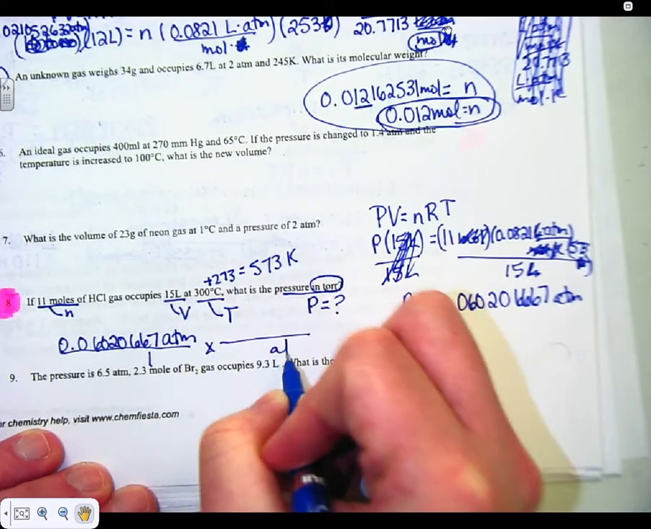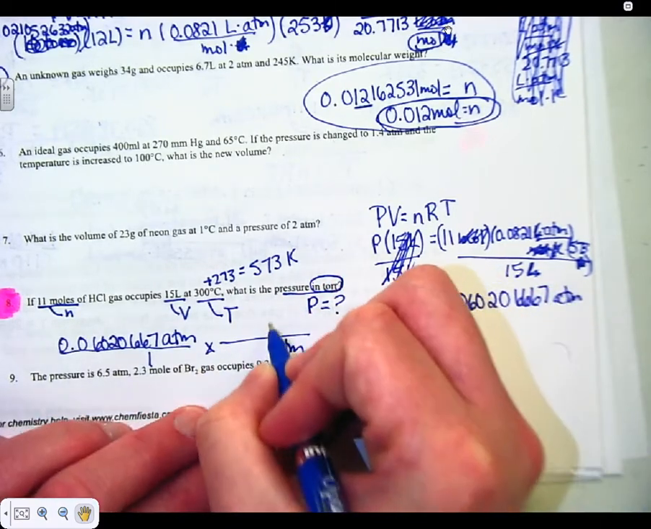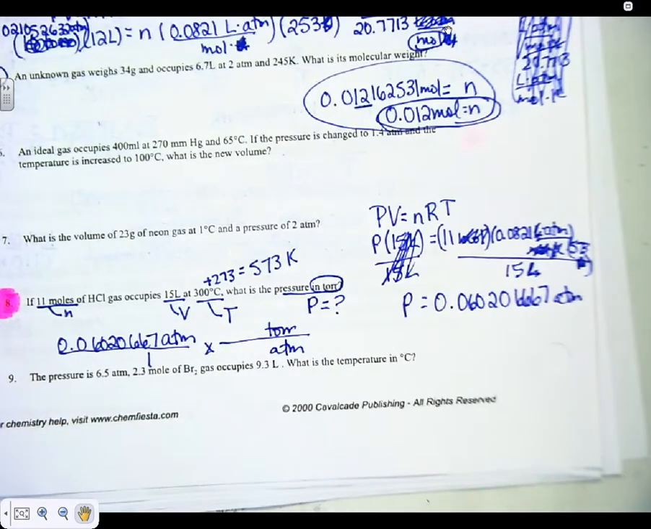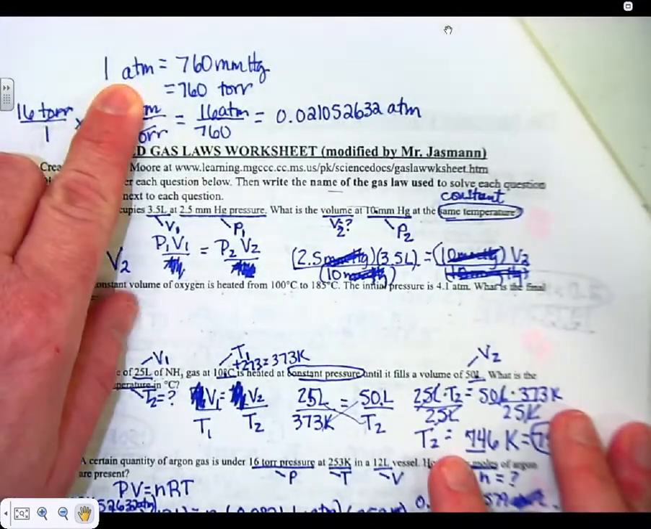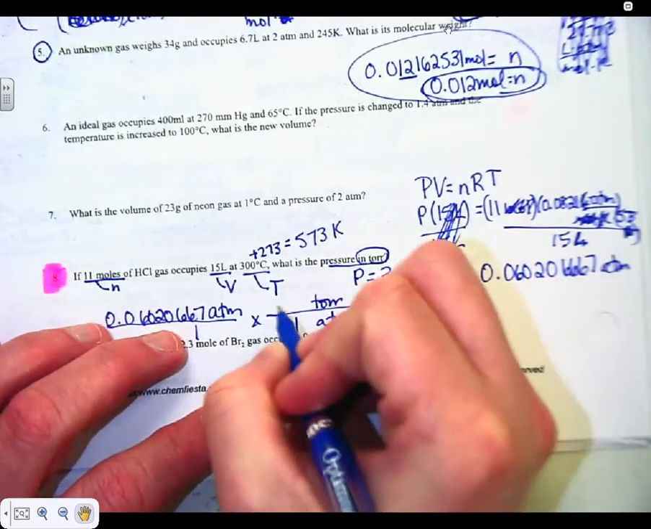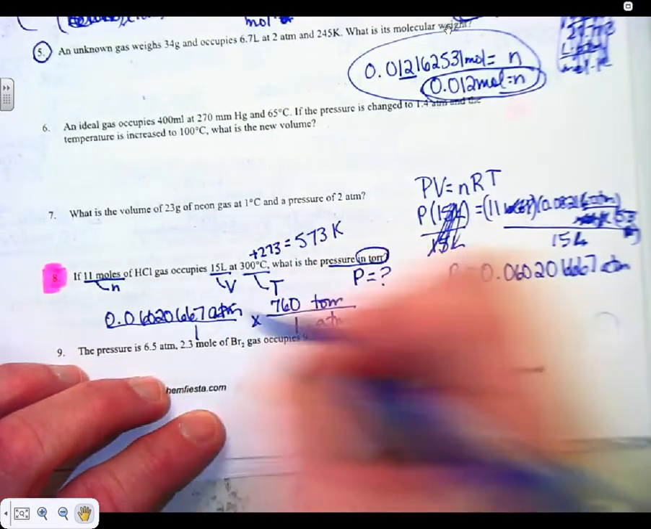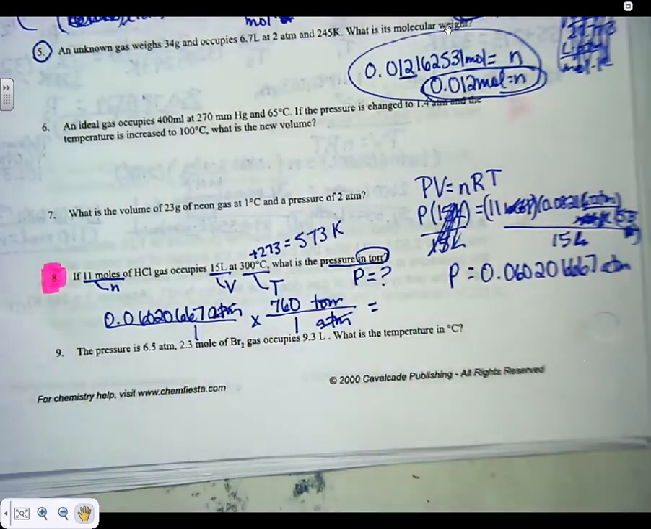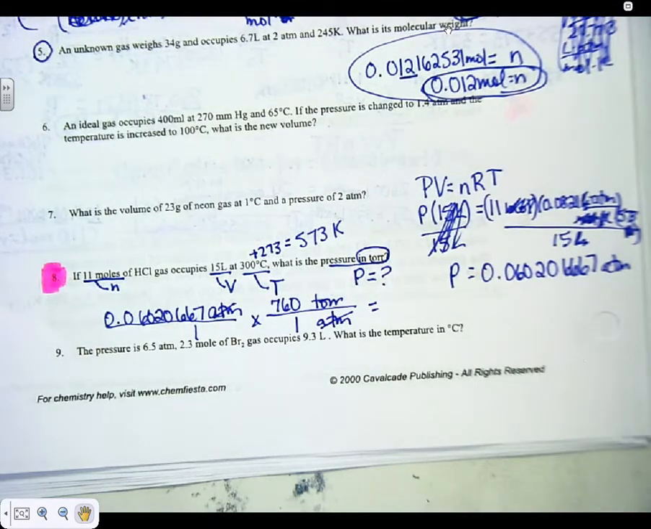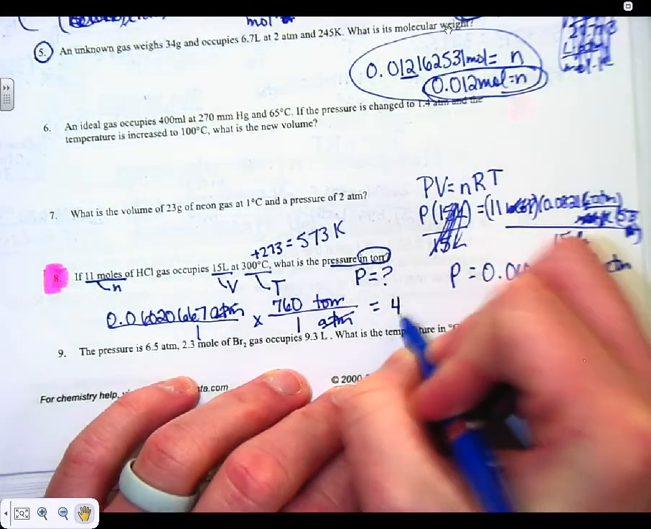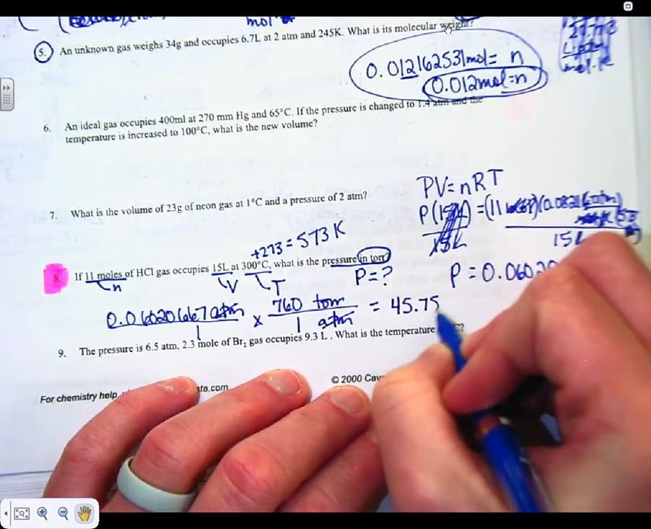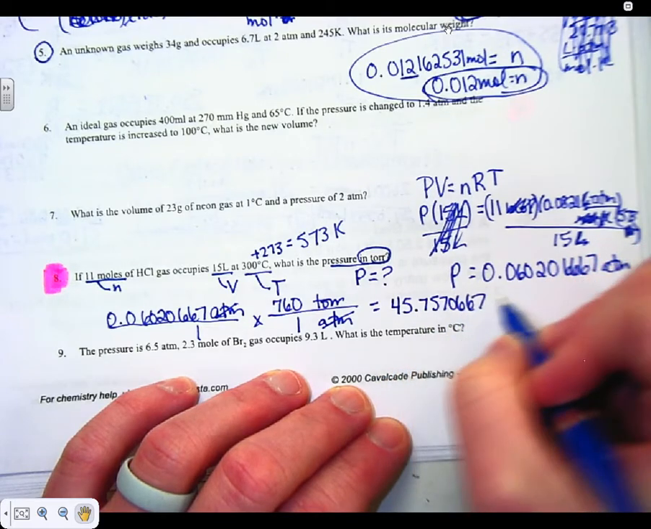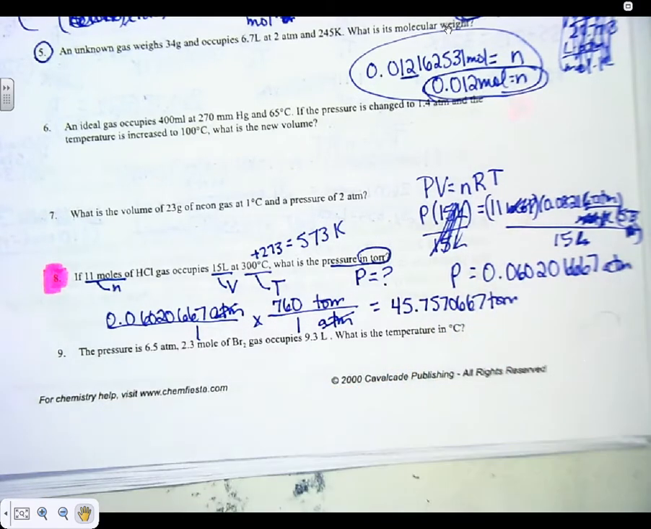Atmospheres is going to go on the bottom, so it'll cancel out, and torr will go on the top. Again, remember our relationship, 1 atmosphere is 760 torr. So I'm going to multiply 0.060206667 times 760, and when I do that, I get 45.7570667 torr.